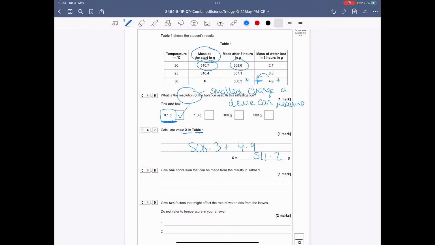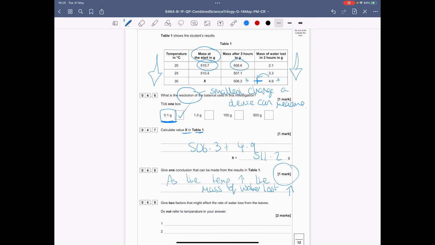Give one conclusion that could be made from the results in table 1. So it's just a 1 marker, so we can just state the overall pattern. Look at what we're changing, the temperature, look at the mass of water lost, where we can see as the temperature increases, the mass of water lost increases. Easy as that.